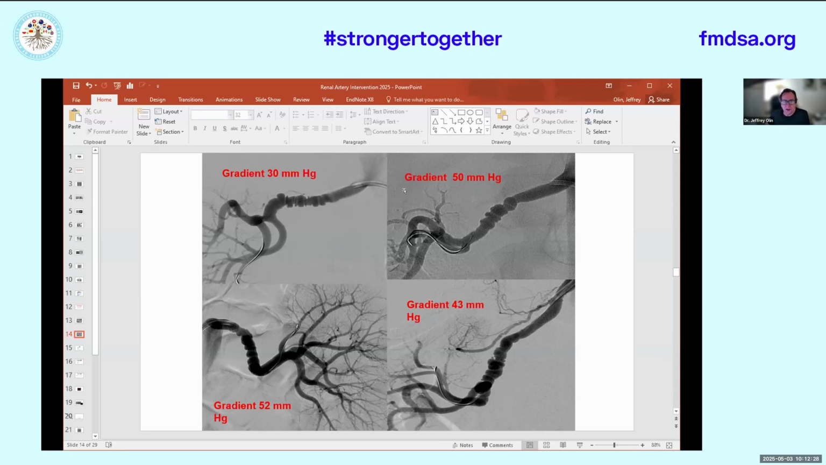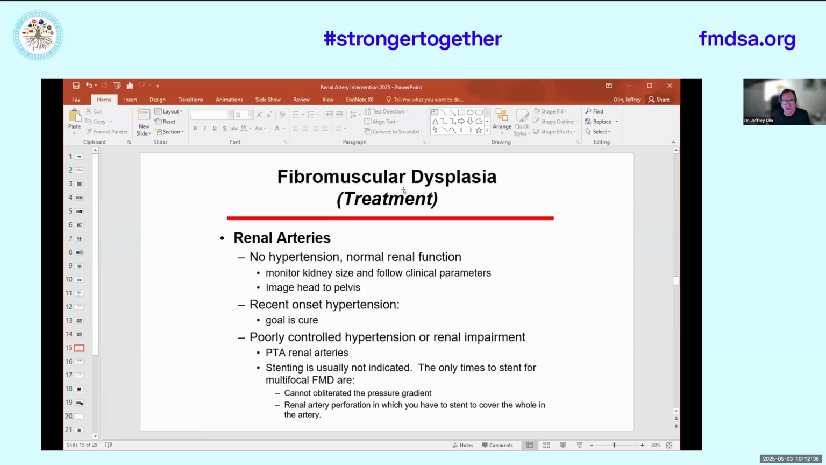And that tells you that you have what's called a hemodynamically significant narrowing of the renal artery that needs intervention. So what about treatment? If there's no hypertension and normal renal function, even if you have FMD there, you just monitor kidney size and follow clinical parameters and do head to pelvis imaging.